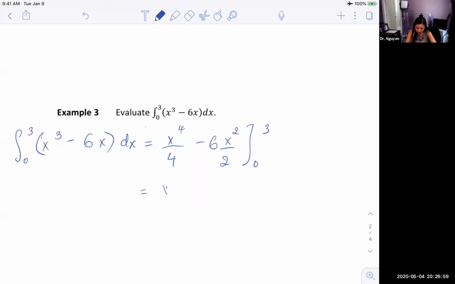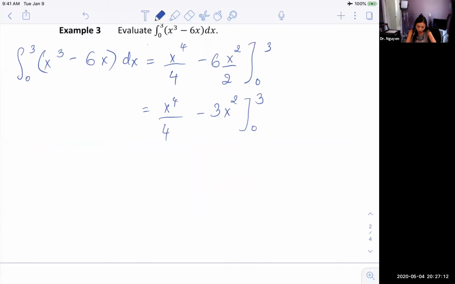So we have x to the 4th over 4 minus 3x squared. Don't forget that if you're still iffy about taking the antiderivative, you can always check your answer by taking the derivative.